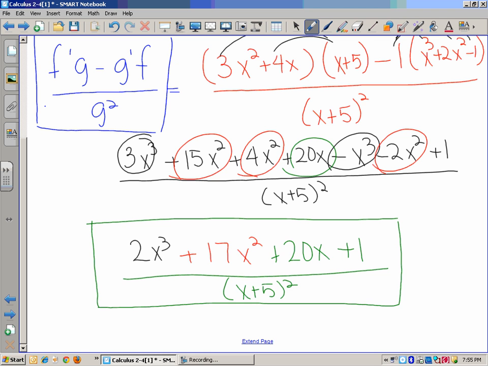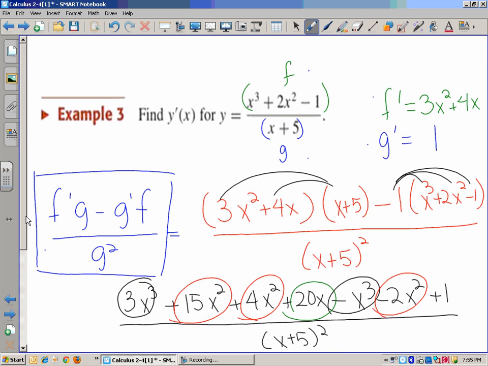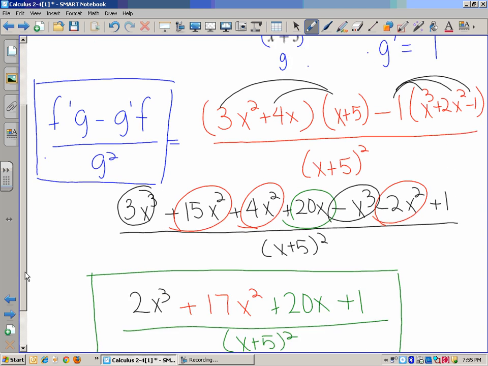And that is my derivative. Now it looks super ugly, and that's okay. It doesn't have to be pretty. More times than not, the examples do work out a little bit nicer. But remember, we're going to be doing something with them. This is not the end point. This is just the end point for practice.